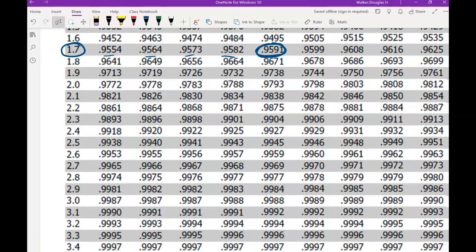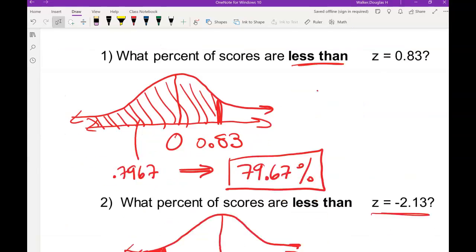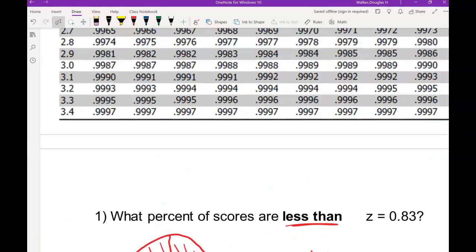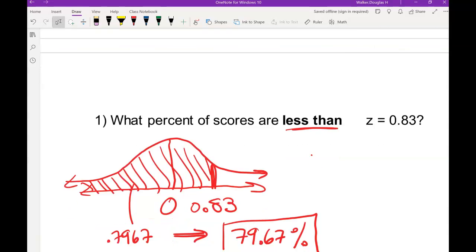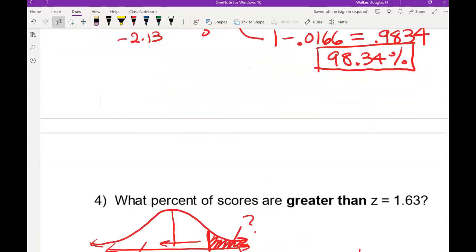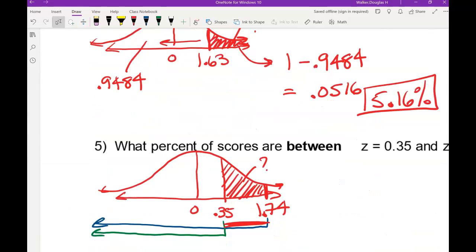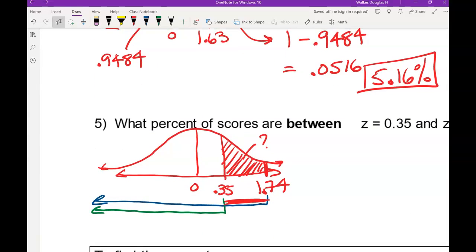So there's going to be lots of scrolling on this. I've already forgotten what I said. 0.9591. That's that blue one. All right, let's subtract off the same thing for 0.35.